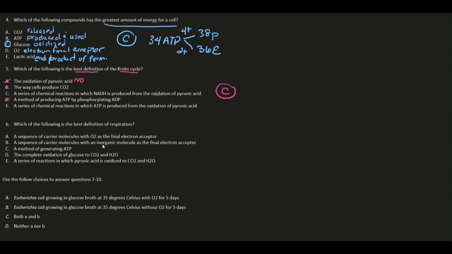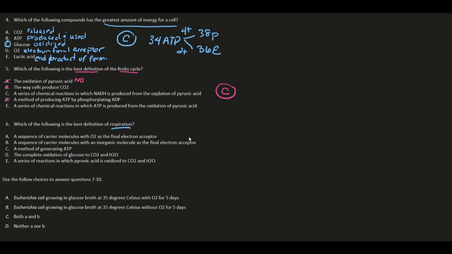Question number 6. Which of the following is the best definition of respiration? A, a sequence of carrier molecules with O2 as the final electron acceptor. B, a sequence of carrier molecules with an inorganic molecule as the final electron acceptor. C, a method of generating ATP. D, the complete oxidation of glucose to CO2 and H2O. And E, a series of reactions in which pyruvic acid is oxidized to CO2 and H2O.